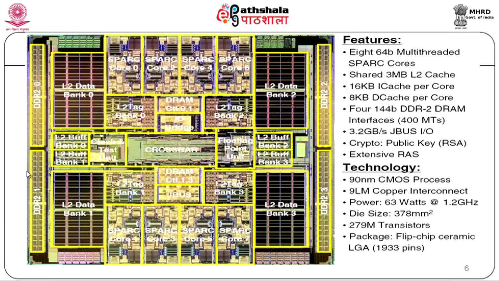You have a shared 3 MB L2 cache. You have a 16 KB instruction cache per core and an 8 KB data cache per core. There are 4 144-bit DDR2 DRAM interfaces. There is a 3.2 gigabits per second JBus for I/O operations. The cryptographic support implements the public key RSA algorithm. There is extensive support for the RAS features, reliability, availability and serviceability, and the technology details are given here.